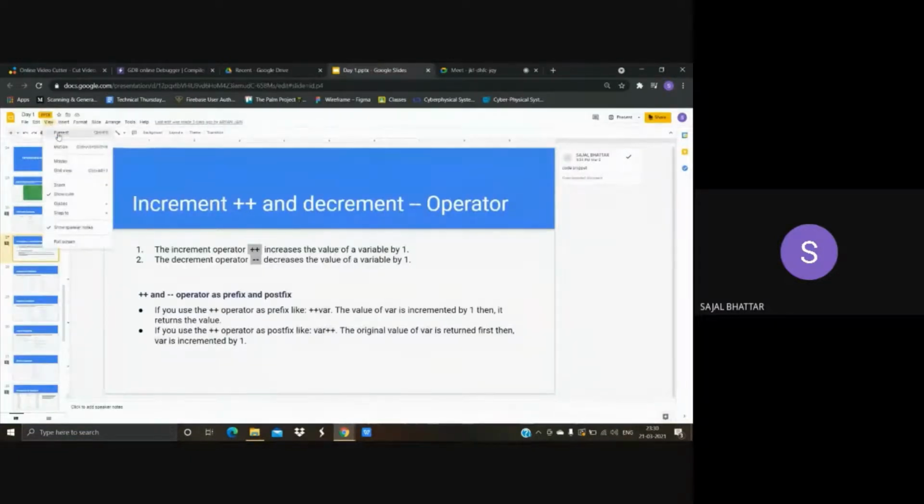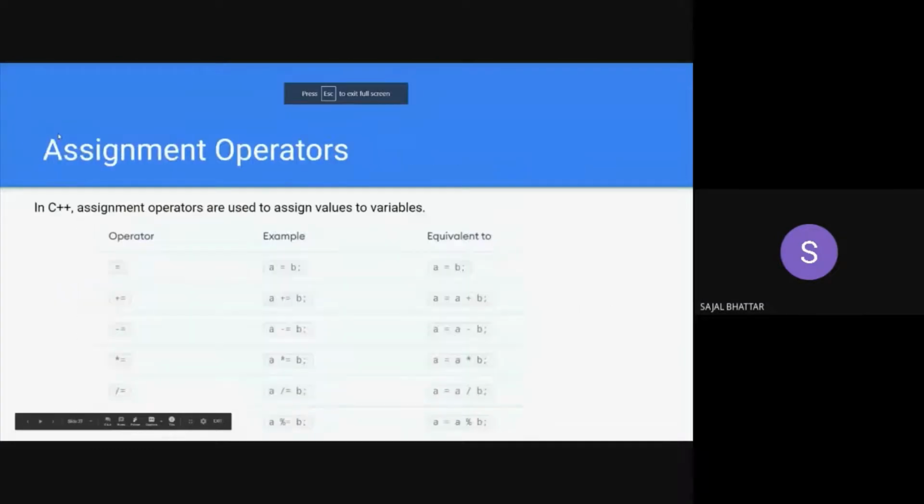And next, we have the assignment operator. The assignment operator basically assigns a value to a variable. Like in the previous coding example, we initialized the value of variable A as 5 using the assignment operator. And if you want to assign the value of A plus B to A, we can just write it with a plus sign and equal to. So it's kind of a short form to write these big expressions.